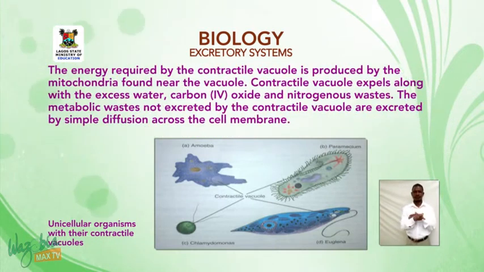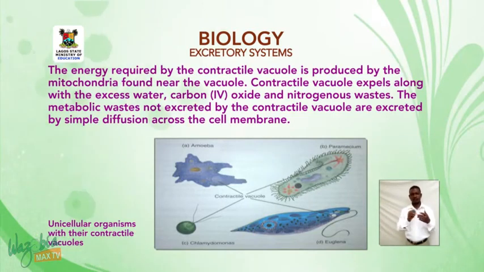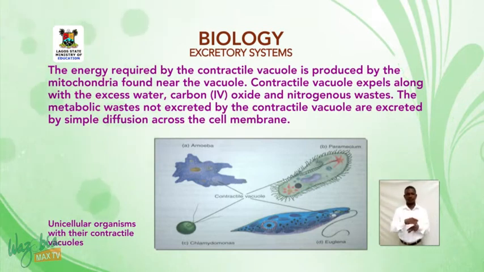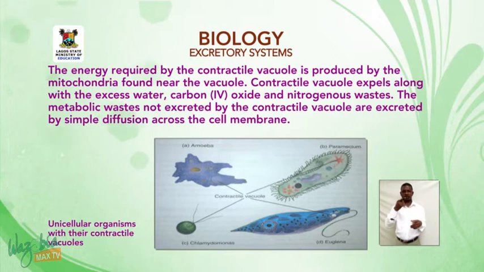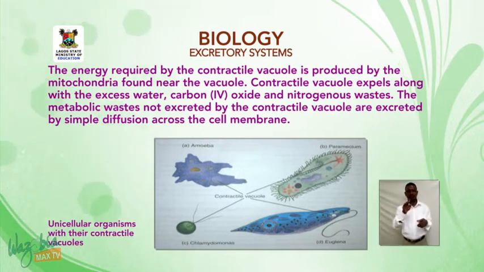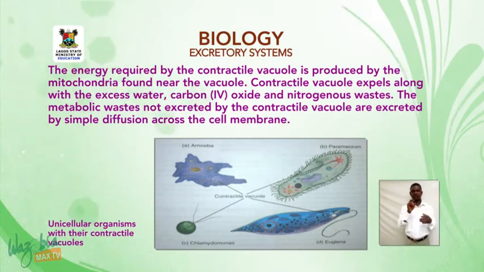The energy required by the contractile vacuole is produced by the mitochondria found near the vacuole. Contractile vacuole expels along with the excess water carbon dioxide and nitrogenous wastes. The metabolic wastes not excreted by the contractile vacuole are excreted by simple diffusion across the cell membrane.